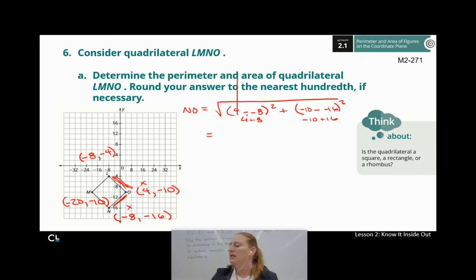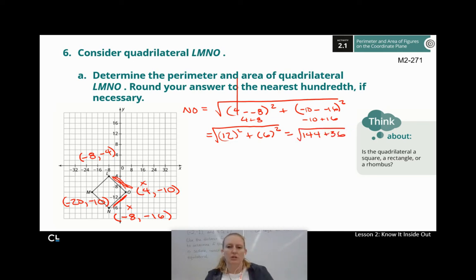So that means I have 4 plus 8, which is 12 squared, plus -10 plus 16, which is 6 squared. If I use my calculator, I have 144 plus 36. And thank you, Mr. Calculator. 144 plus 36 is, of course, 180. Now I'm going to leave it like this for now. I'm just going to leave it at 180, square root of 180. I could round to the nearest hundredth, and we will, but I'm not going to worry about it just yet.